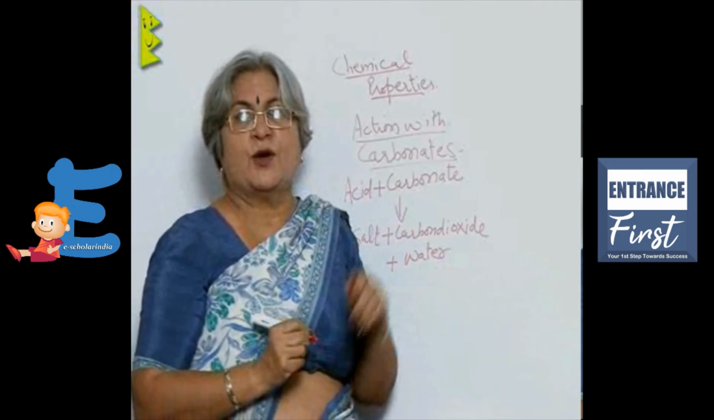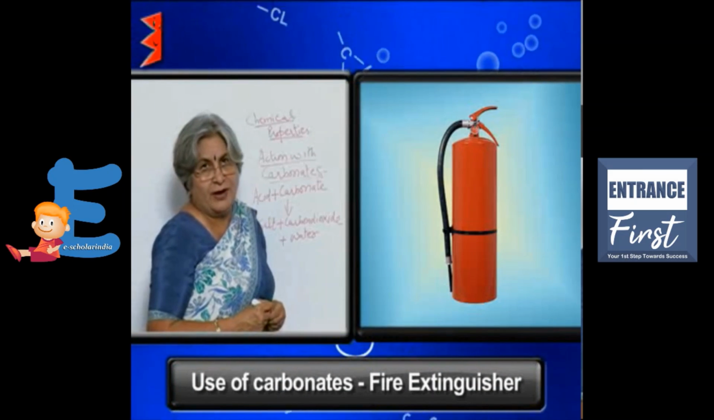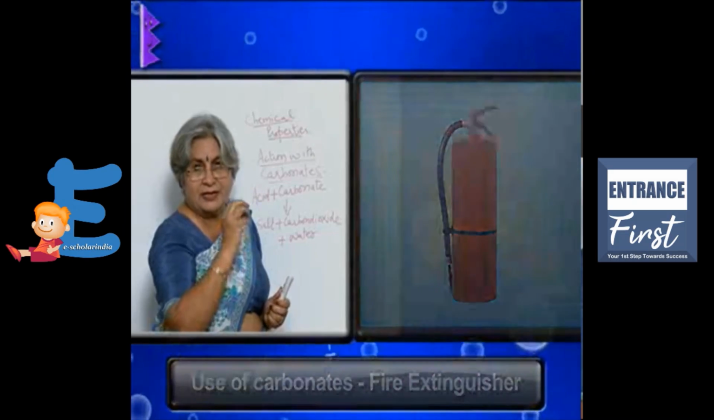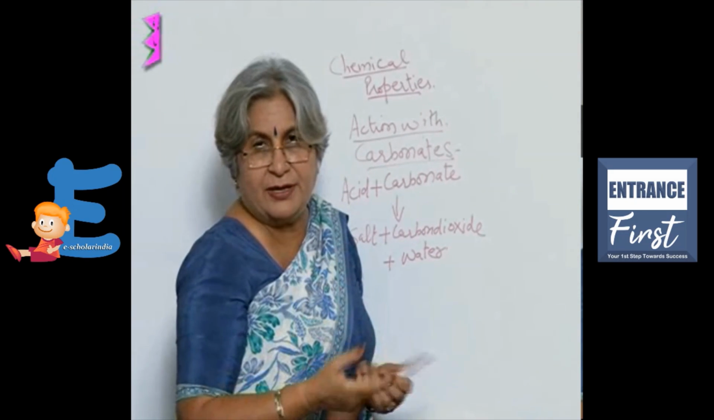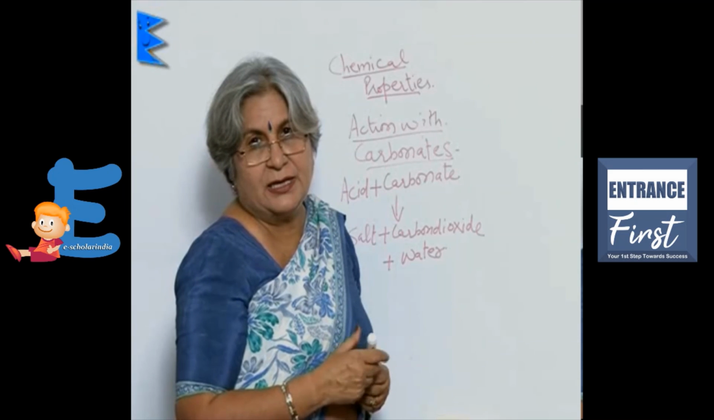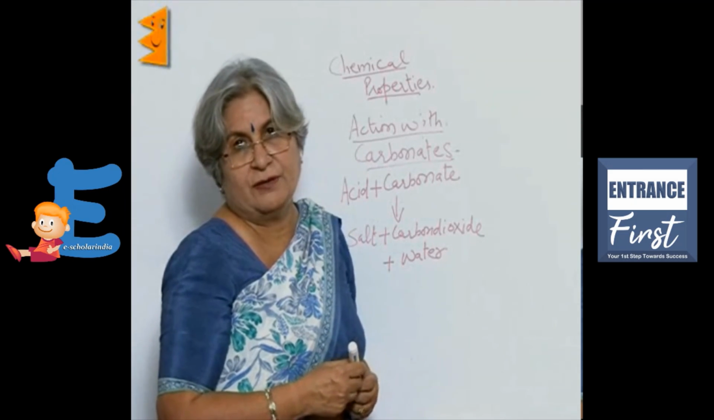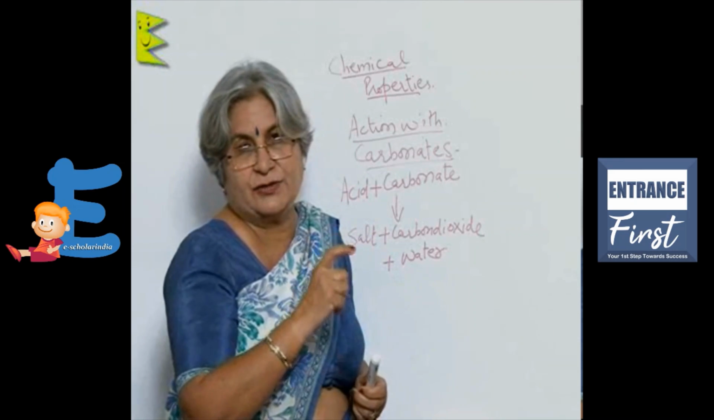Now because of this property, we use carbonates in fire extinguishers, because in the fire extinguishers, when acid combines with the carbonates, it can be sodium carbonate or sodium bicarbonate, then carbon dioxide is released, which is a non-supporter of combustion. So this reaction is used for extinguishing fire.